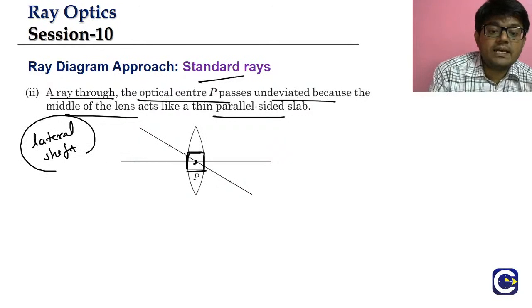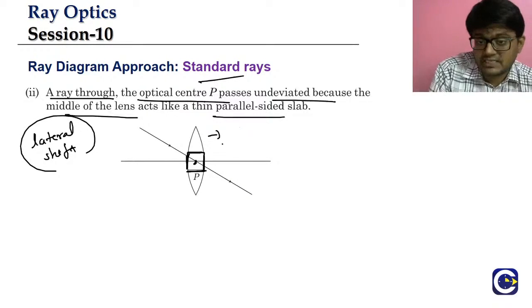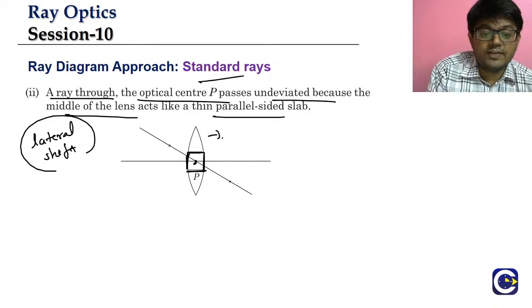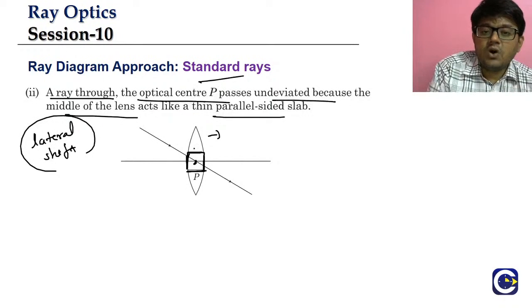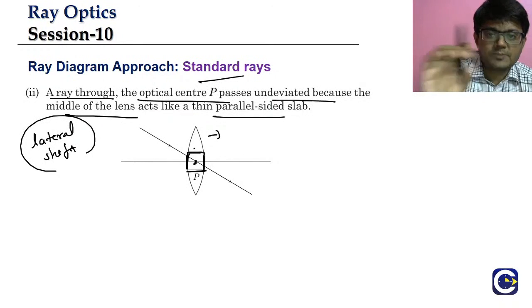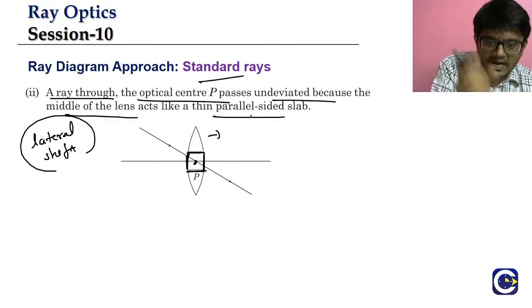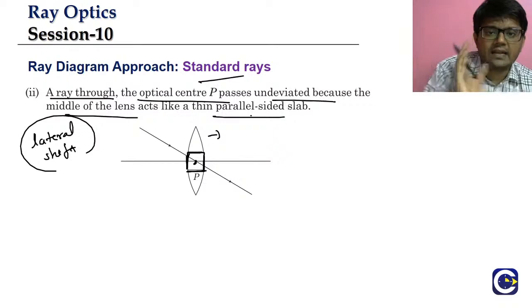Lateral shift. But here, the reason we will neglect the lateral shift is that we are considering the lens to have a very small aperture. The lens aperture is very small, which means the incident rays will be almost close to the principal axis. Under this assumption, we can neglect the lateral shift concept.